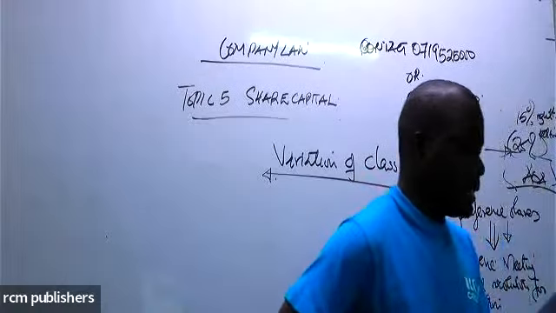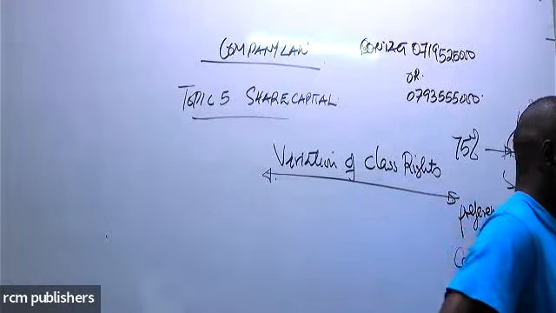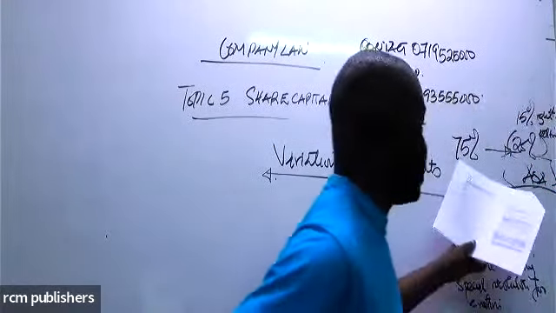Is the consent in writing from the holders of at least 3/4 in nominal value. So 3/4 is what? 75%.